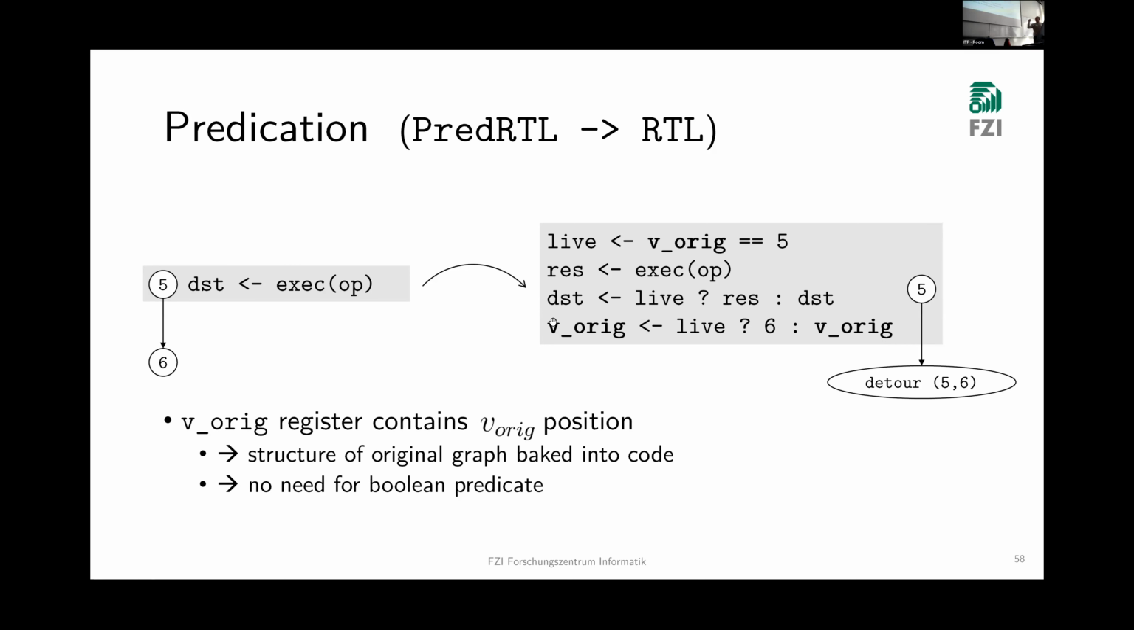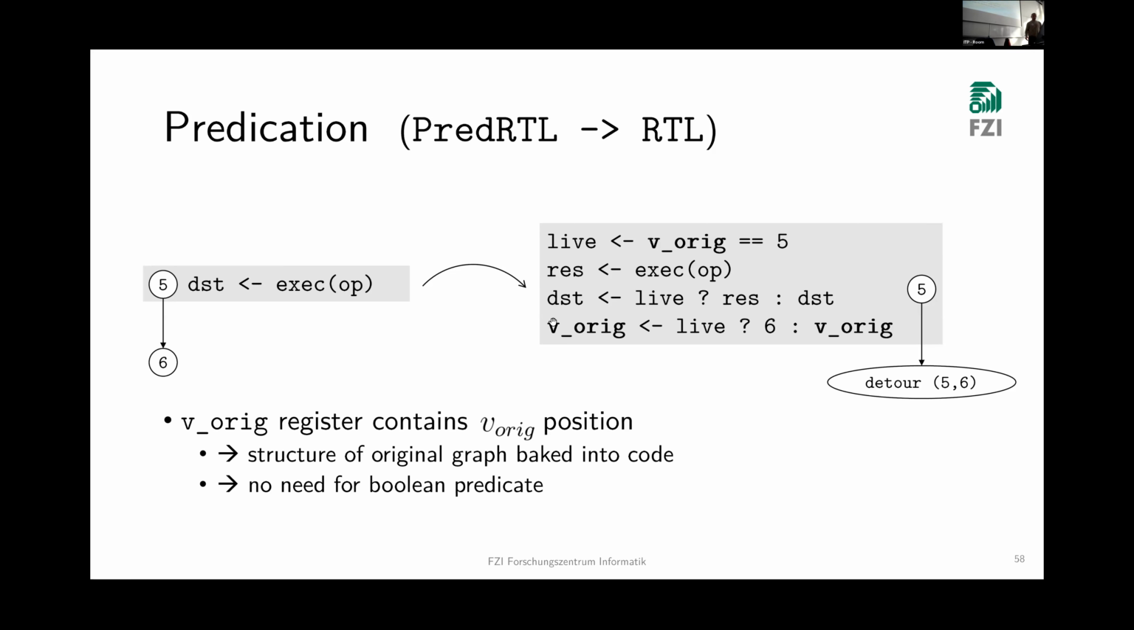So by putting this VORIC position in the VORIC register, we actually put the structure of the original graph into the code, because you see these 5 and 6, this is now in the code. And we are left with the transformed graph in the RTL that we have produced now.